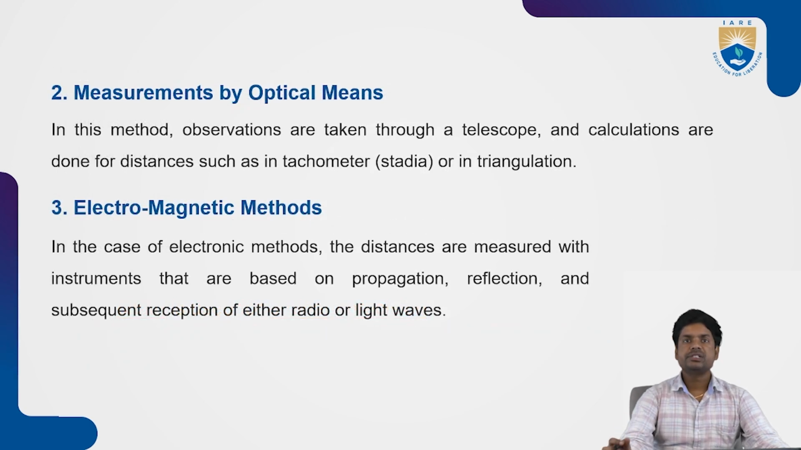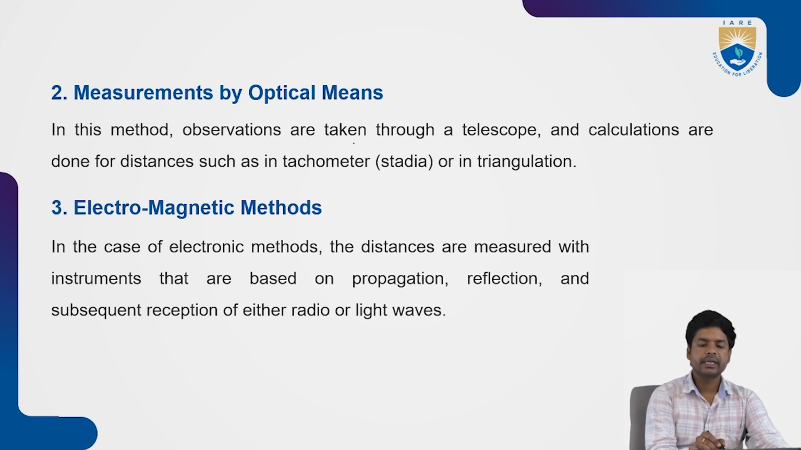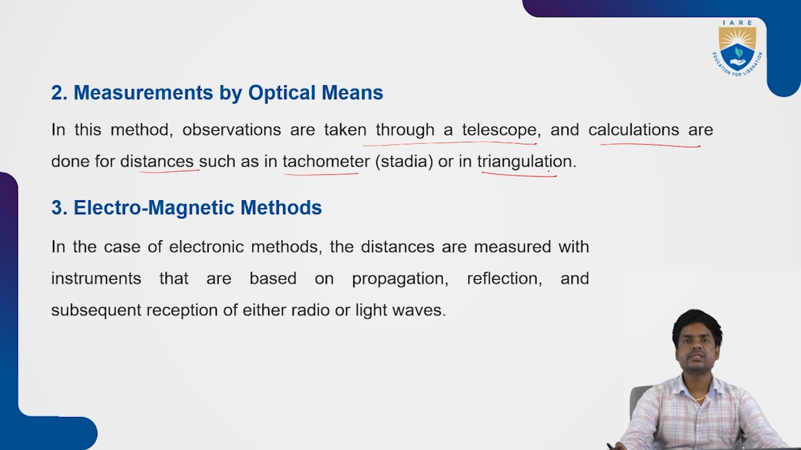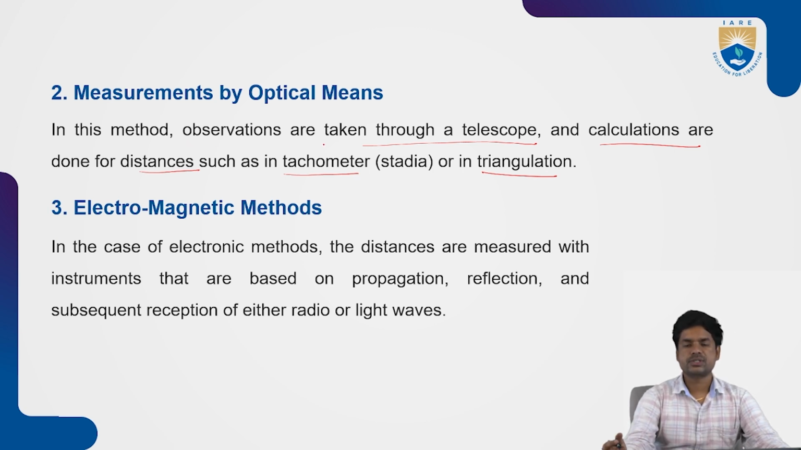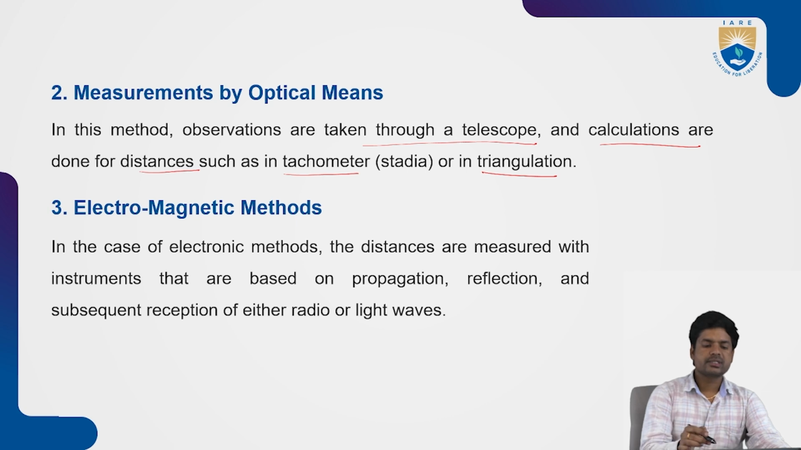Now, measurements by optical means. In this method, observations are taken through a telescope and calculations are done for distances, such as tachometer or triangulation. Okay, this is one of the indirect methods. So here we take the observations through a telescope and calculate the distances or dimensions by using the tachometer or triangulation method. Okay, this is about measurement by optical means.